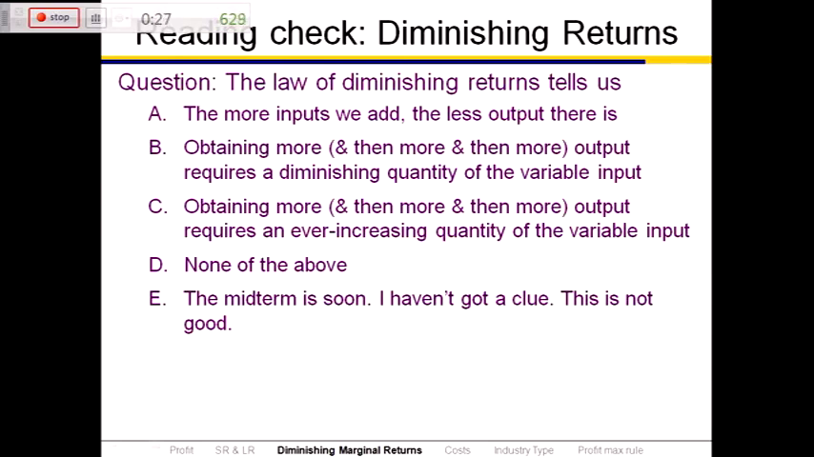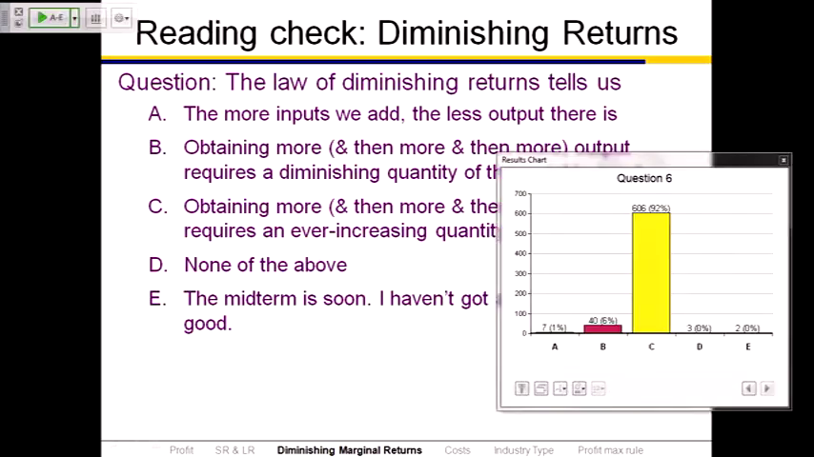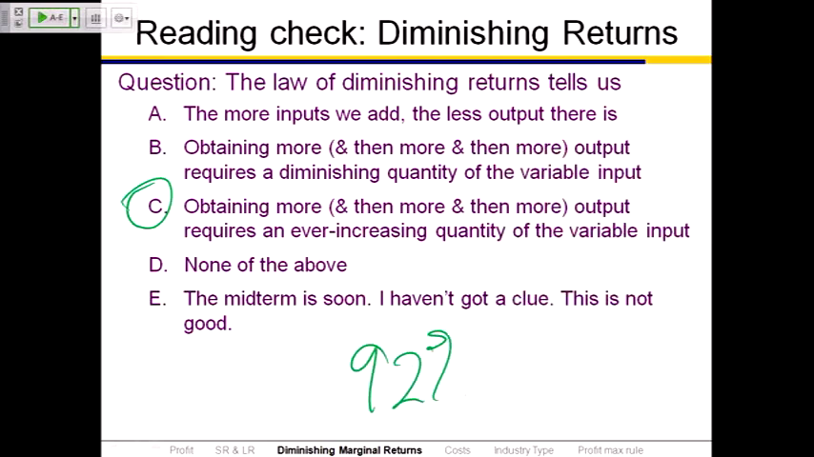3 seconds. 1. Oh, thank you. 2, 3. Happy. 92%. Yay. Much better.